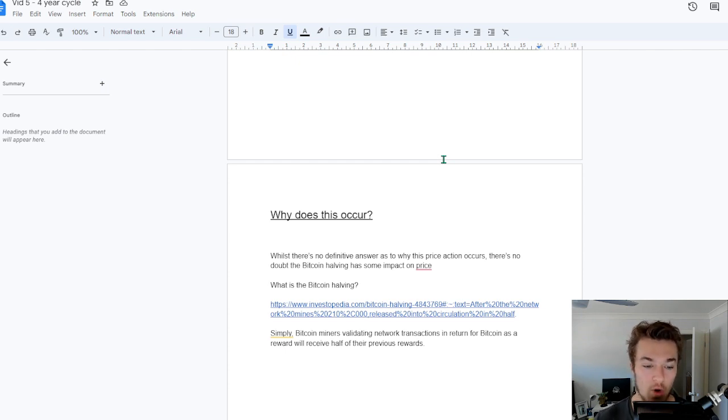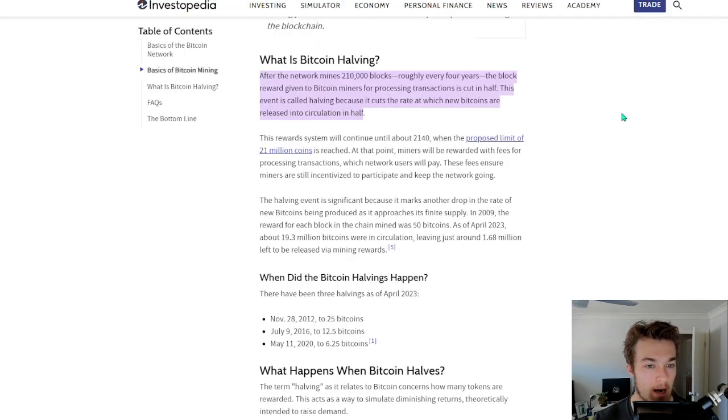All right, so what is the Bitcoin halving? For those of you that don't know. So I've got this article here from Investopedia, and I think they probably do a better job of explaining it than I can. So after the network mines 210,000 blocks roughly every 4 years, the block reward given to Bitcoin miners for processing transactions cuts in half. This event is called the halving because it cuts the rate at which new Bitcoins are released into circulation in half. All right, so we're going to skip this middle paragraph here.